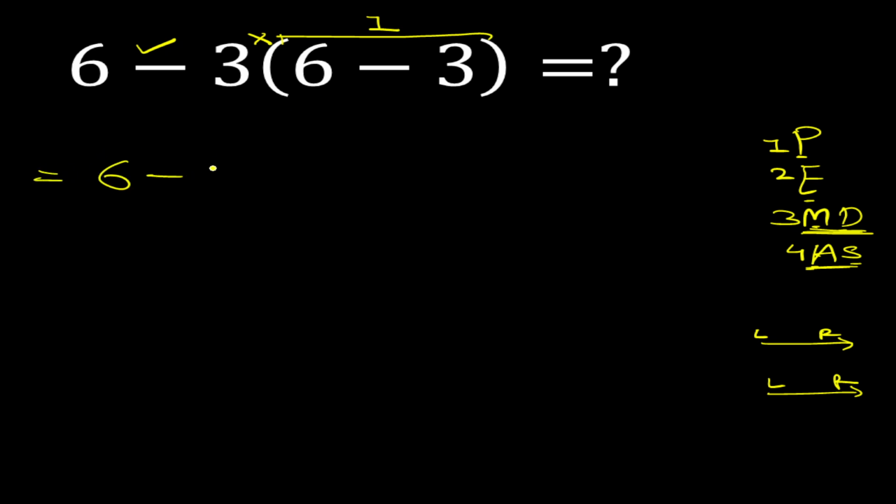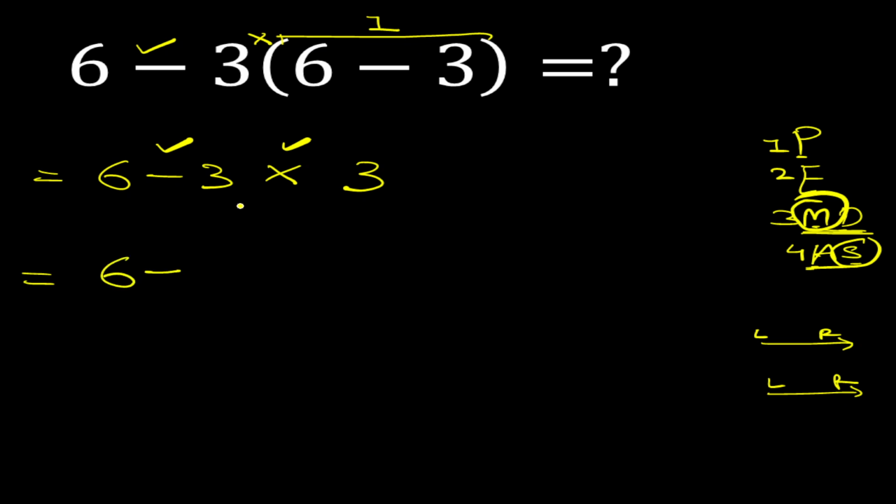So 6 minus 3 multiply. Now solve this parenthesis. 6 minus 3 is equal to 3, right? Now here we have one subtraction and here multiplication. So according to PEMDAS, first we have to solve multiplication, then we have to solve subtraction, right?